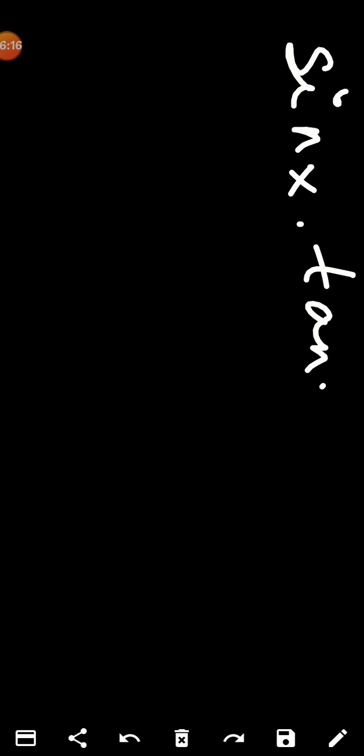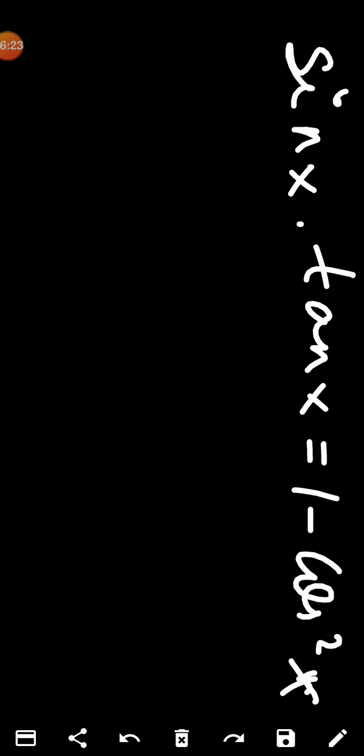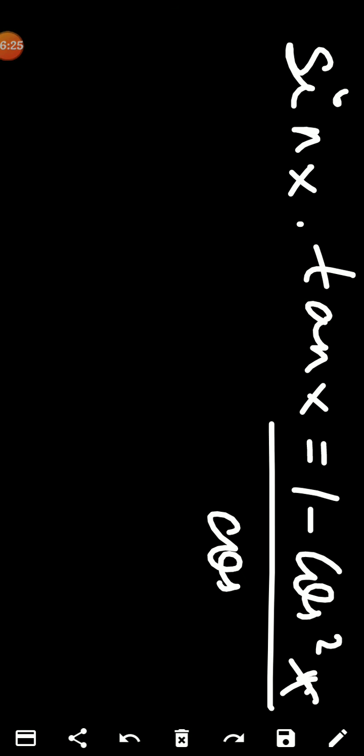One last sum from this video, that is sin x into tan x is equal to 1 minus cos square x upon cos x. So in place of theta I have put x, and this dot represents multiplication. Okay, so now how do we prove this?